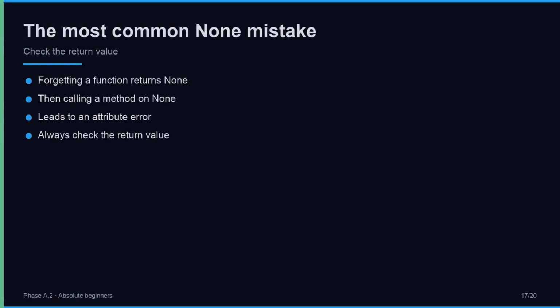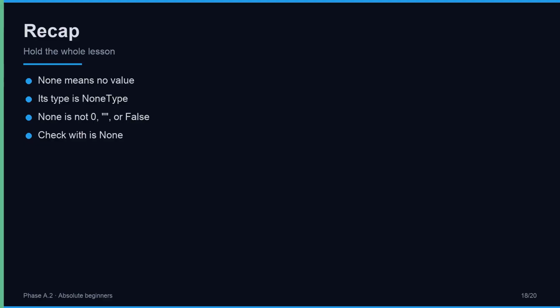None is everywhere. The most common None mistake looks like this. You call a function, store its result, and then try to use that result as if it were a real value, only to discover it was None. For example, calling a method on None gives an attribute error, because None has almost no methods. The fix is to check whether the result is None before using it. Once you internalize that functions without a return give None, this whole class of error stops surprising you, and your code becomes far more robust. Check the return value.